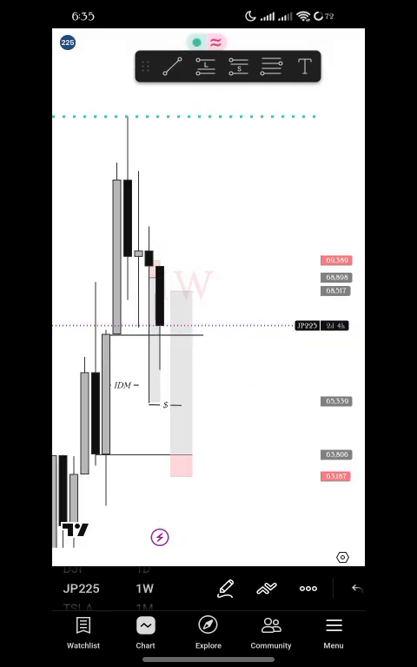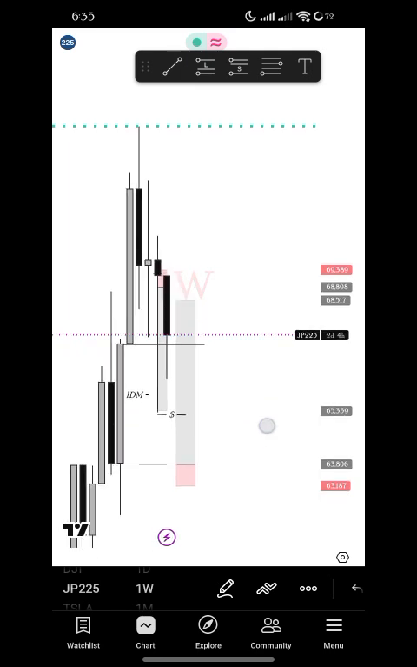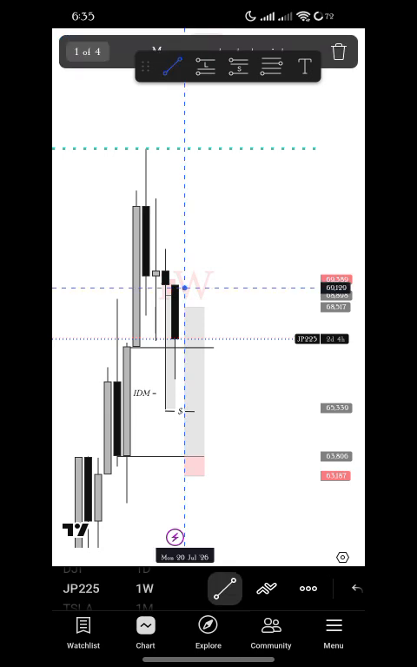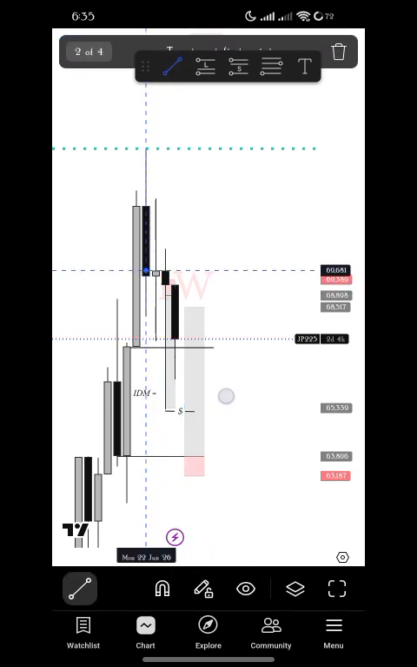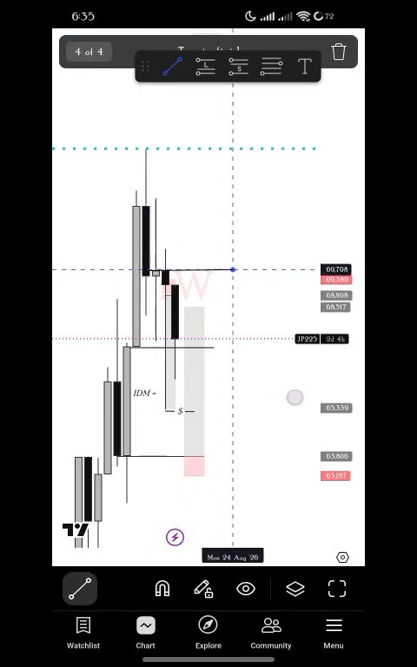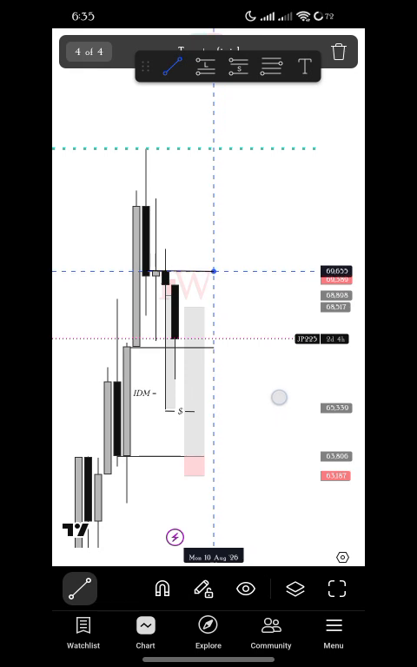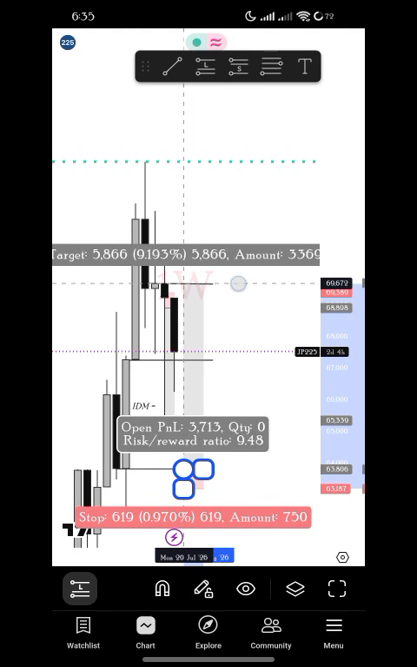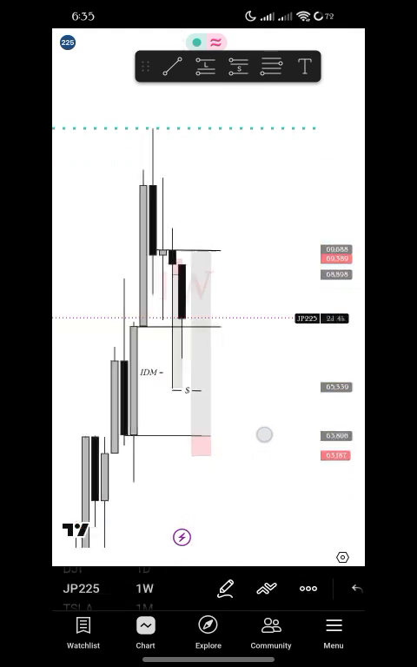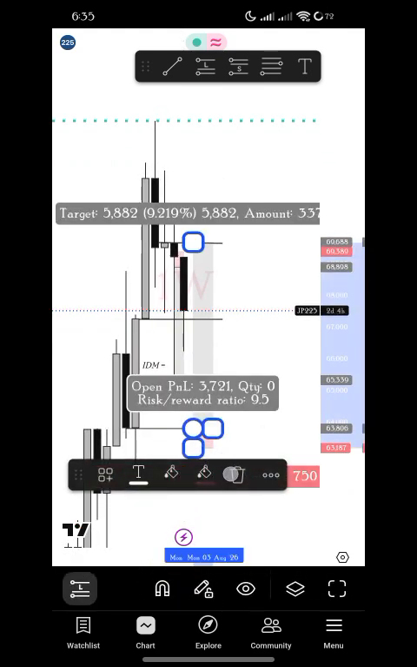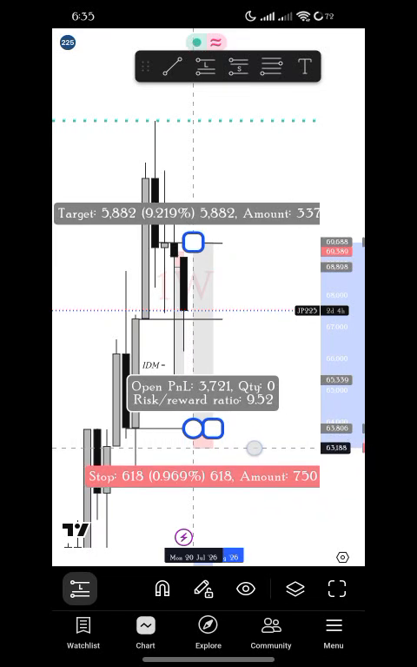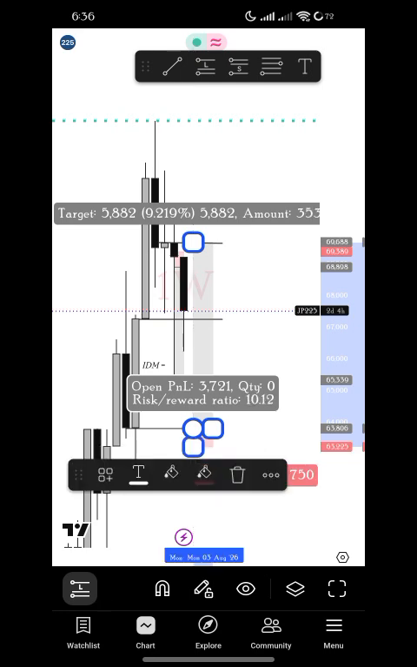So I'll be taking partial there. And my next key level, the traditional MSNR that I'll be expecting, will be this fresh A level. This will be my full TP. Yeah, if I don't want to be greedy, this will be my full TP.